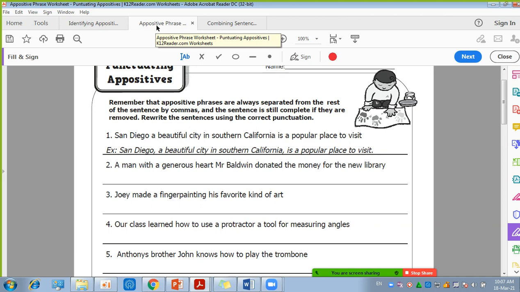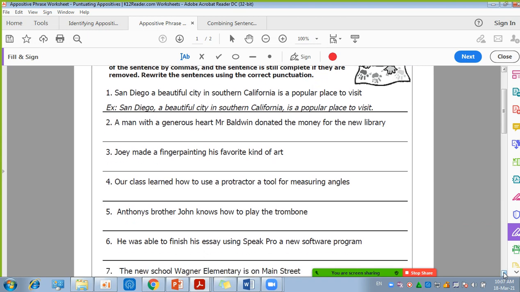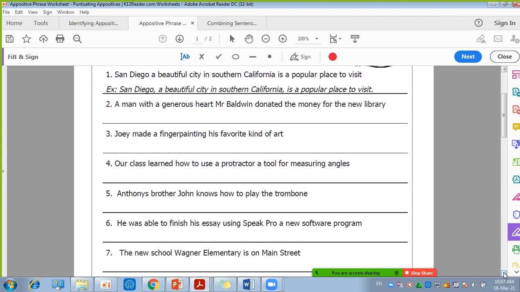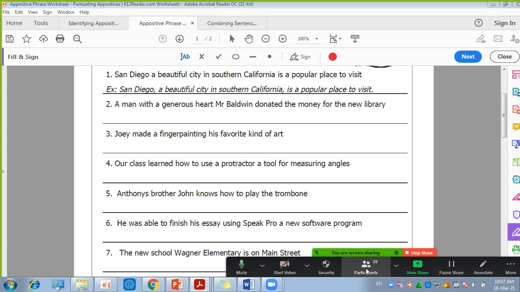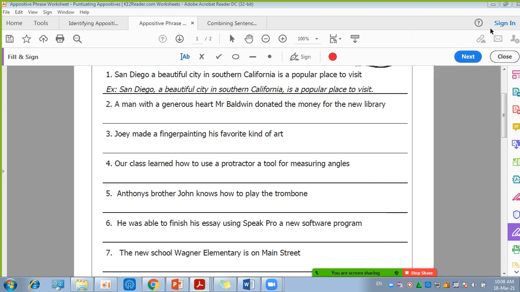Okay, this is another exercise where you need to rewrite the sentence using the correct punctuation. Where should we add a comma, if it needs one? I want to start with the challenge, or should I choose someone? Hassan. Okay. Right. Noor?